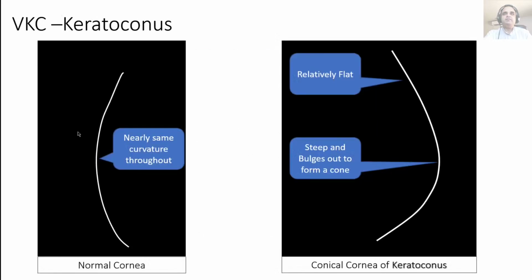And this is again the same picture as we saw before. I've just cut off the eye and just showing you the contours. This is the bulge. This is the flat part where the patient has been rubbing his eye. And this is the part that's bulging out to form a cone, or steepening out to form a cone.